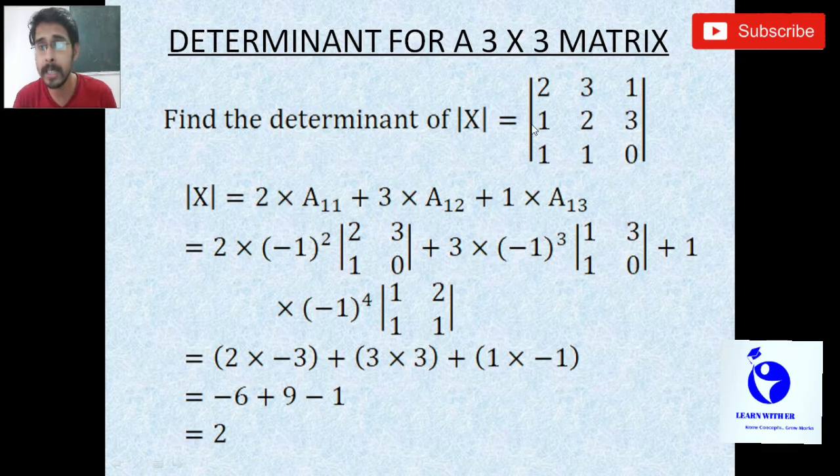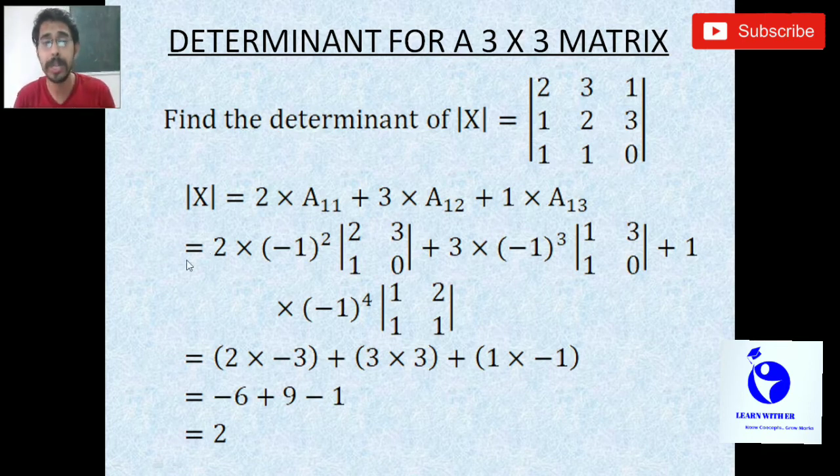If you are targeting the second row, it will be 1 multiplied by the cofactor of 1, plus 2 multiplied by the cofactor of 2, plus 3 multiplied by the cofactor of 3. Similarly, if you are targeting the third row, it will be 1 multiplied by the cofactor of 1, 1 multiplied by the cofactor of 1, and 0 multiplied by the cofactor of 0. So this is how we are finding out the determinant. In all the 3 cases, you will get the same answer.